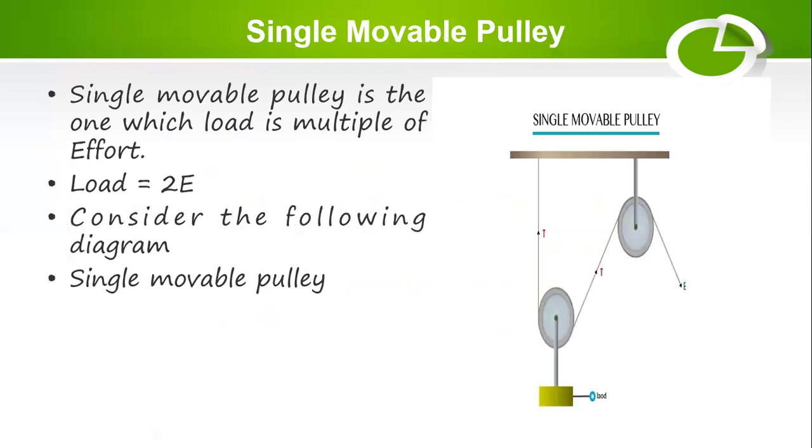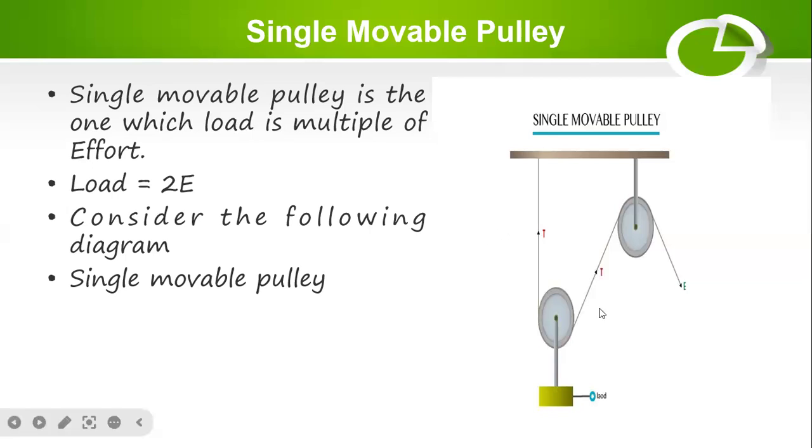Let's move on to the second one, that is the single movable pulley. A single movable pulley is the one in which the load is a multiple of the effort. As you can see here, consider the diagram. This is the single movable pulley. The effort is applied here and the load is here. So in this, the load is a multiple of the effort. I hope that's clear. So load is equal to twice the effort. So this is the single movable pulley.